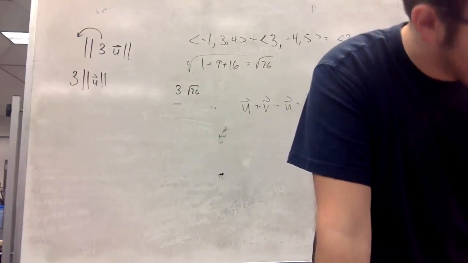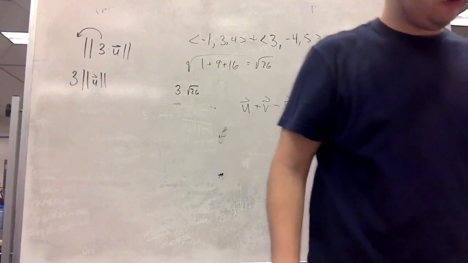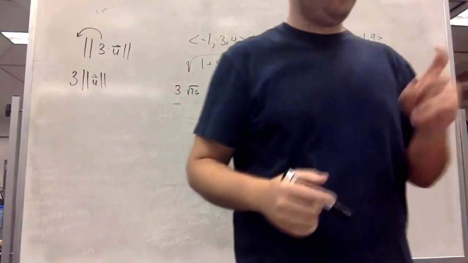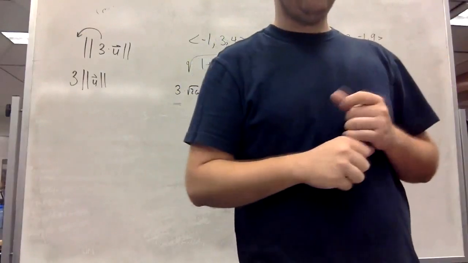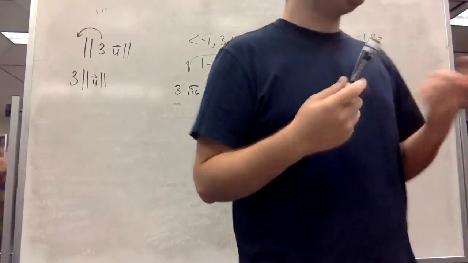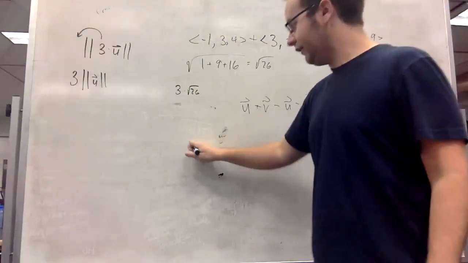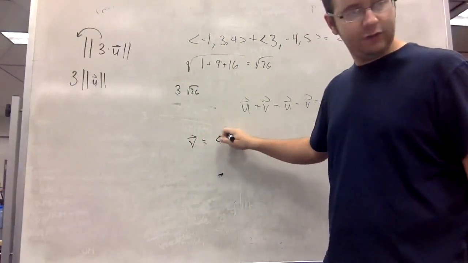Lastly, determine a vector that is in the same direction as v, but has a magnitude of 1. Any idea how we should do that? Unit vector? Yeah, make it a unit vector. We call this type of vector a unit vector. So we're going to take the vector v and divide by its magnitude. Vector v is 4, 2, negative 2.